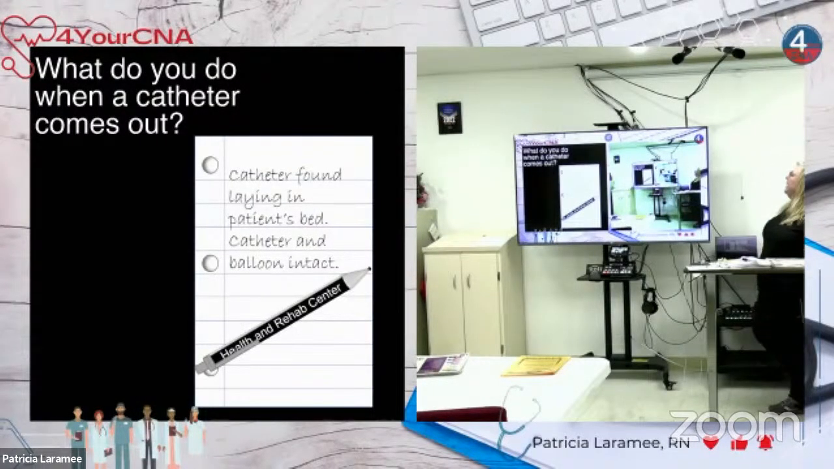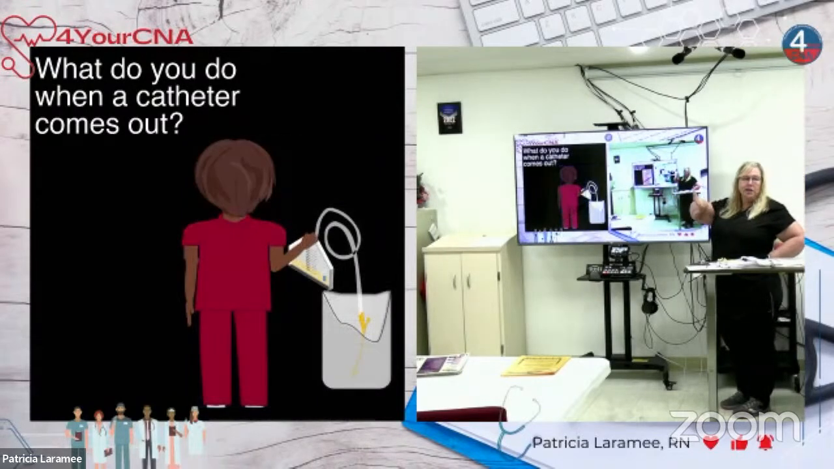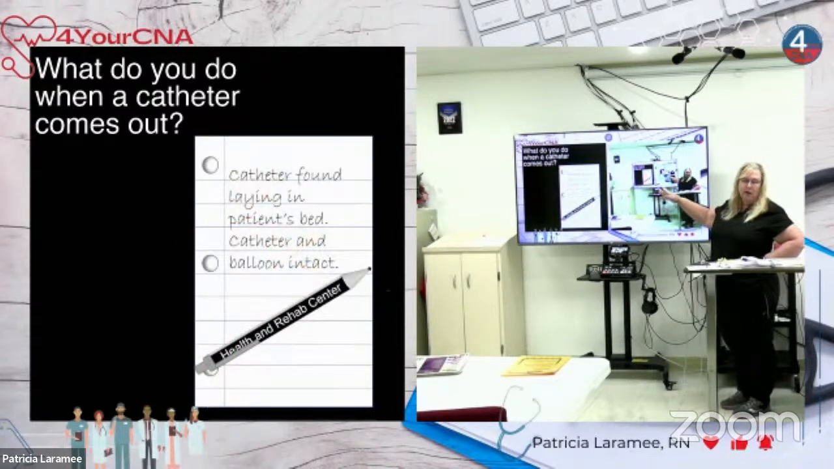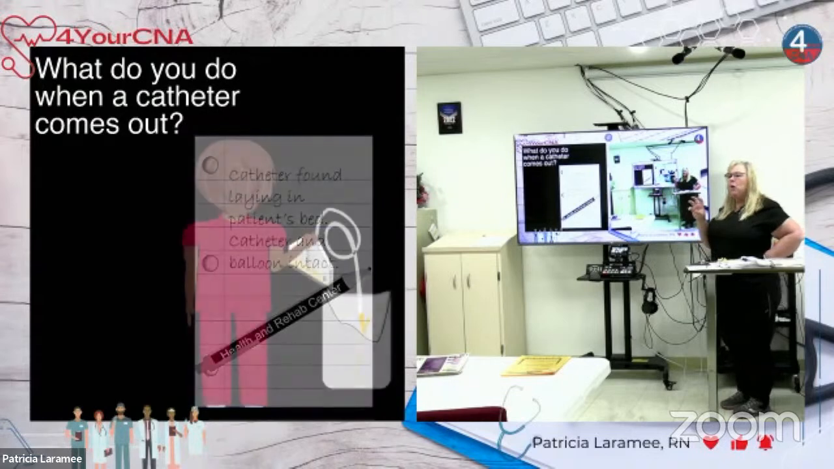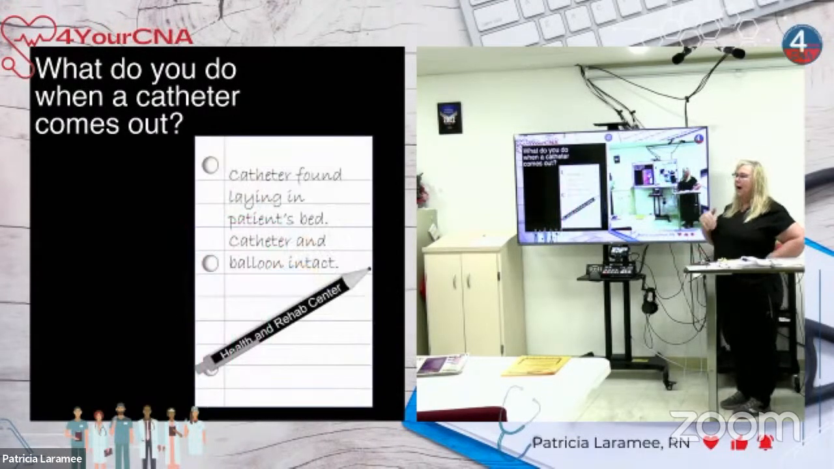So if a catheter comes out and you have to document, now remember, your documentation will completely depend on where you work. Some places do not let CNAs document in words. Other places do. But if you do get to document in words, it needs to be facts only. And you want to try to reduce your use of the word I. You don't want to say, I found the catheter on the floor, or I noticed this. We want to try to get you out of it.